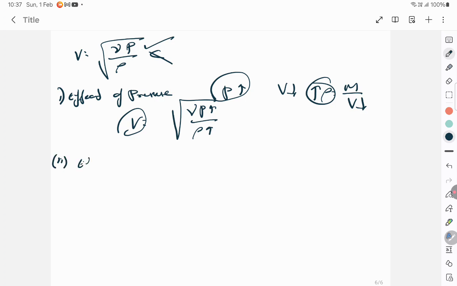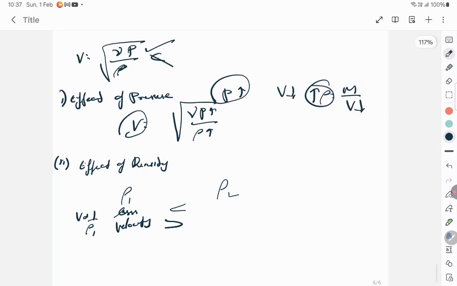Effect of density. And you know that in this case you have to compare two different densities, two different gases, one of density rho 1, other of density rho 2. And velocity is inversely proportional to density. Density is lesser for one gas, the velocity will be more for it. See, let's compare hydrogen. Rho 1 is lesser than rho 2. The velocity V1 will be greater than V2.